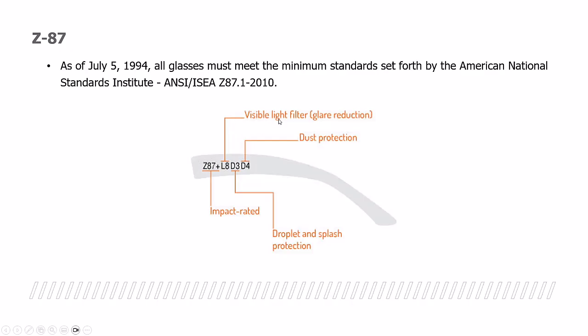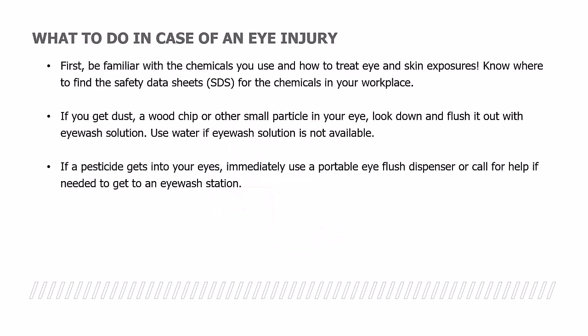Variable light filtration, once again, glare reduction. And of course, you've got protection from dust, water droplets, or even an impact. So once again, we've covered every one of those issues that you may run across. And also, you can always reference back to the ANSI Z87 if you feel that you need to.